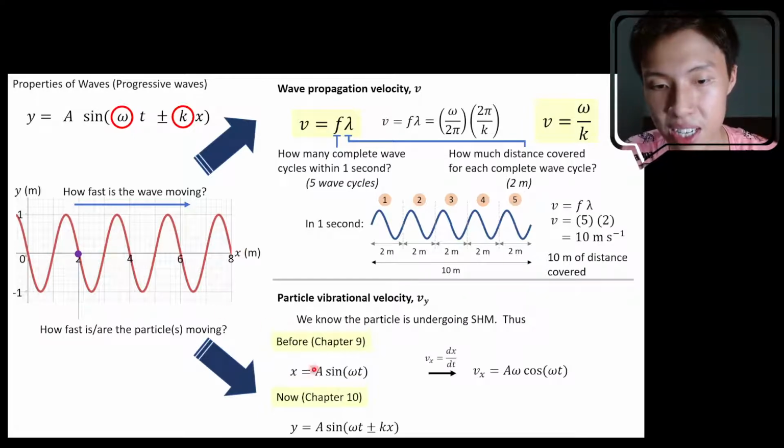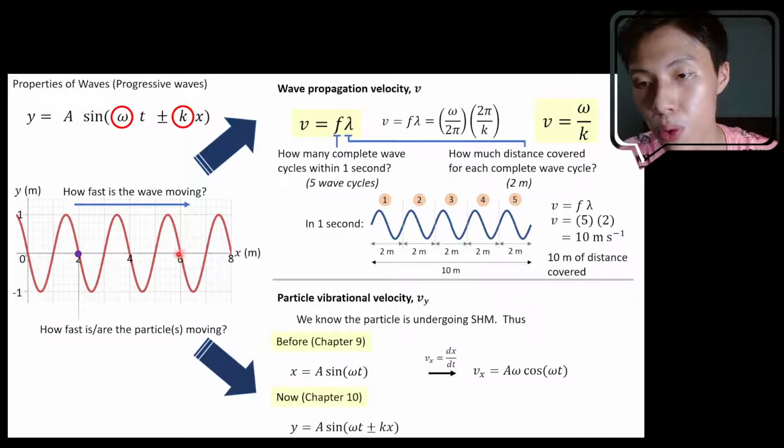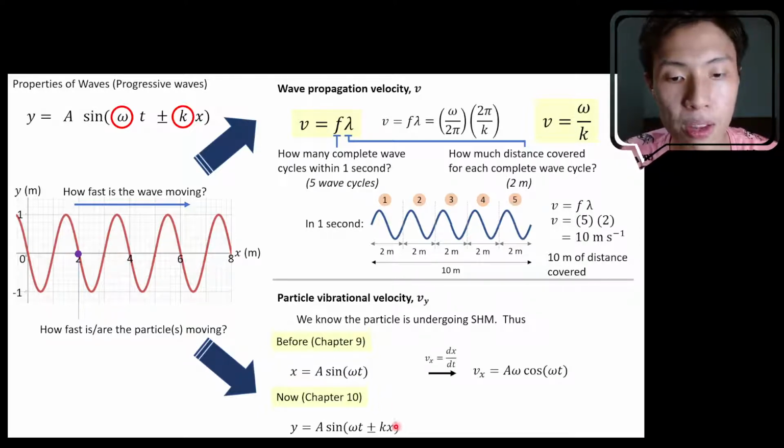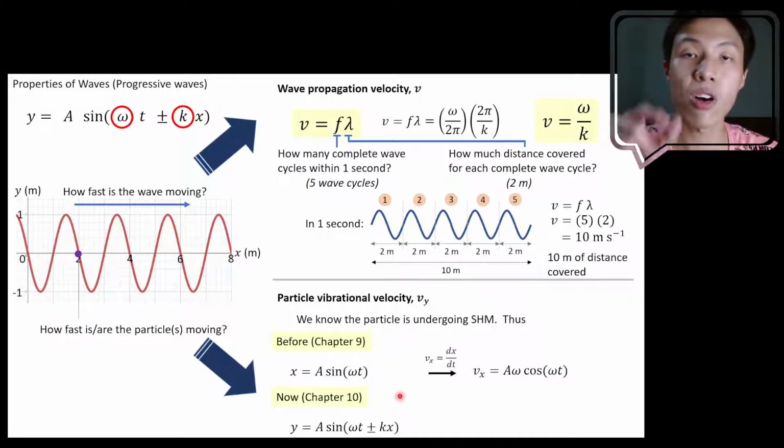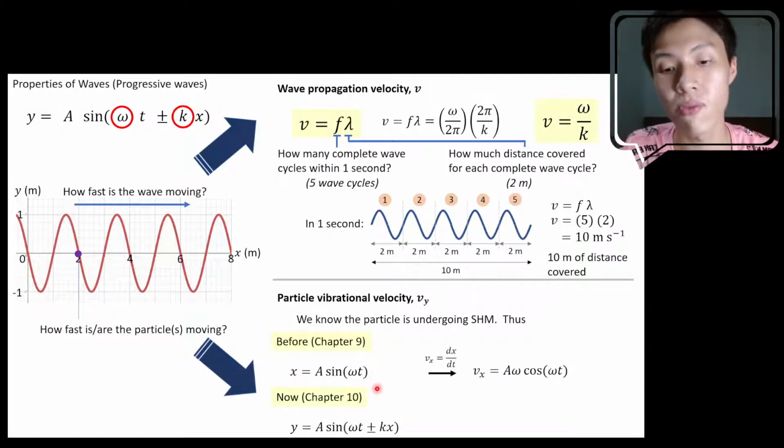If you substitute 6 for x, then you are focusing on the particle at x equals 6. If you substitute x equals 3, then you are focusing on the particle located at x equals 3. Whatever number you put in for x, you are focusing on the particle at that position. So once you substitute in the x, you focus on one particle already, and that particle, you know, is undergoing SHM.